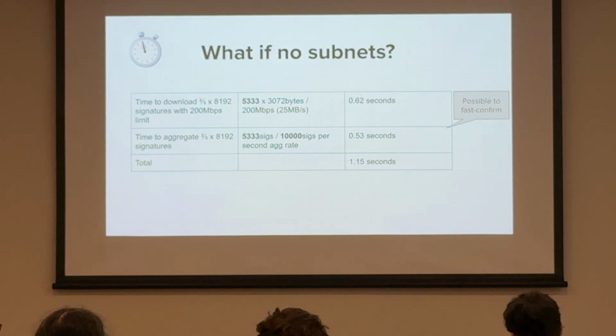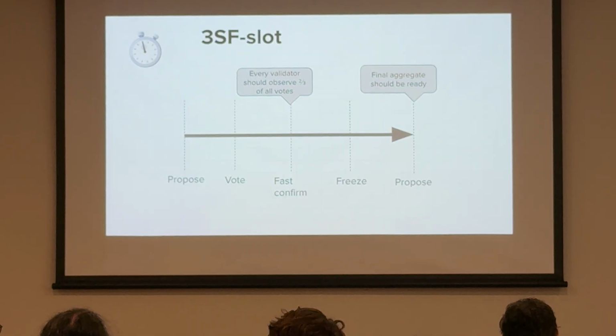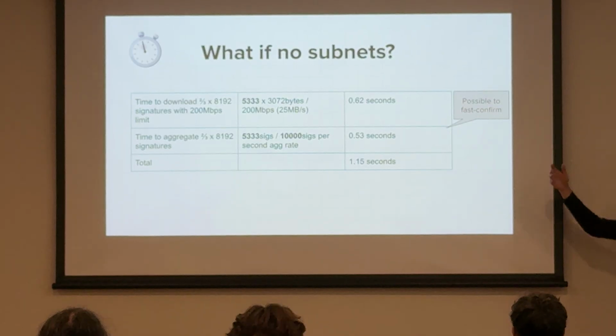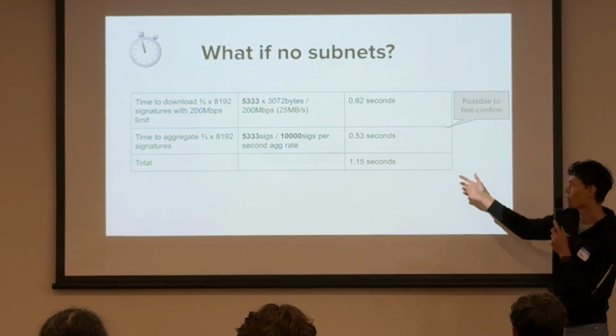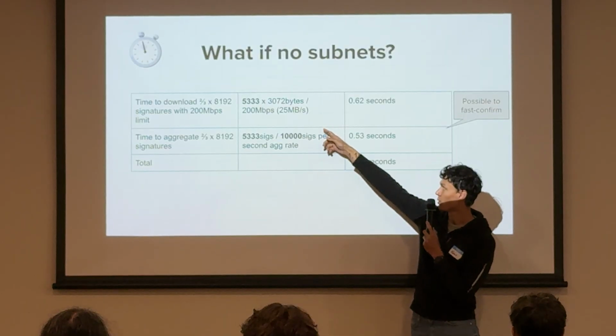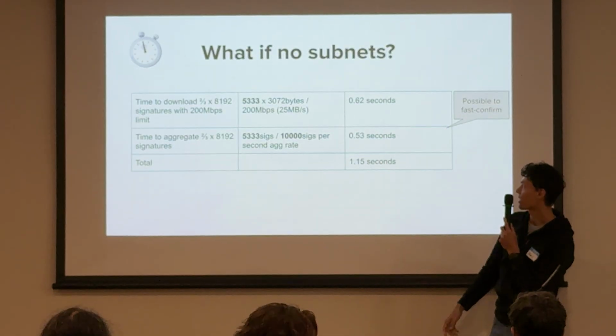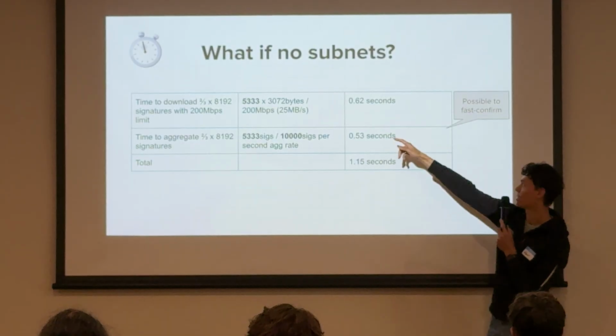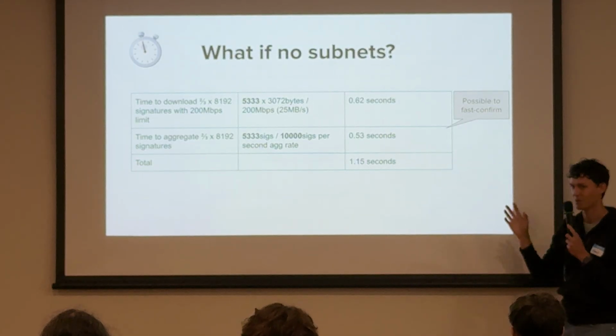Okay, this actually leads to some more questions. Maybe if this structure with subnets doesn't work, we can get rid of the subnets. That's just, again, throwing out some ideas. In that case, let's say again we have the case with 8,000 validators. Now validators need to download a supermajority of all signatures. They can do this with this 200 megabits per second bandwidth limit in 0.62 seconds, theoretically the minimum time.